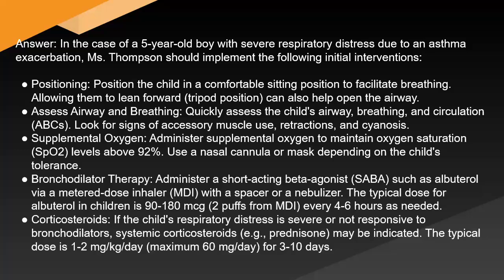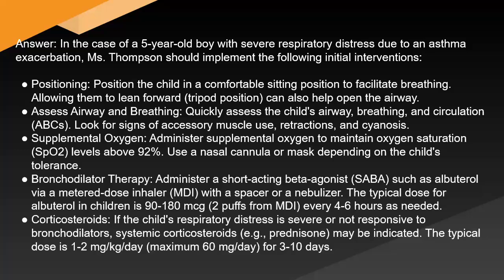Positioning: position the child in a comfortable sitting position to facilitate breathing, allowing them to lean forward. Tripod position can also help open the airway. Assess airway and breathing. Quickly assess the child's airway, breathing, and circulation. Look for signs of accessory muscle use, retractions, and cyanosis. Supplemental oxygen: administer supplemental oxygen to maintain oxygen saturation, SpO2 levels, above 92%. Use a nasal cannula or mask depending on the child's tolerance.